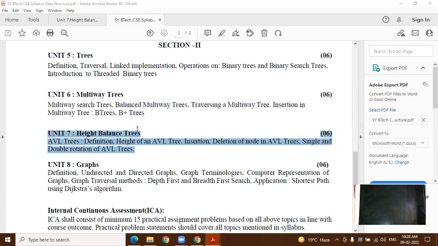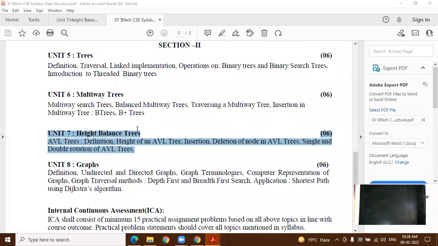If the height of both sides is the same, then the balance factor is 0. If the height is a little different, sometimes the left side will be greater by one level, or sometimes the right side will be greater by one level. At that time, the balance factor will change. How to calculate the balance factors we will discuss in detail. The main purpose of this unit is to convert the unbalanced tree into balanced trees.